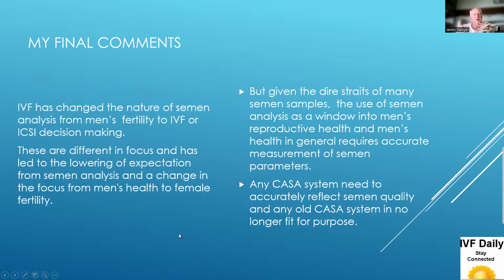So IVF has changed the nature of semen analysis in men's fertility to IVF or ICSI decision-making. There are differences in focus and this has led to the lowering of expectations from semen analysis and a change in the focus from men's health to female fertility. But given the dire straits of many semen samples, the use of semen analysis as a window into men's reproductive health and men's health in general requires accurate measurements of semen parameters. Any CASA systems need to accurately reflect semen quality, and any old CASA systems in place may no longer be fit for purpose.